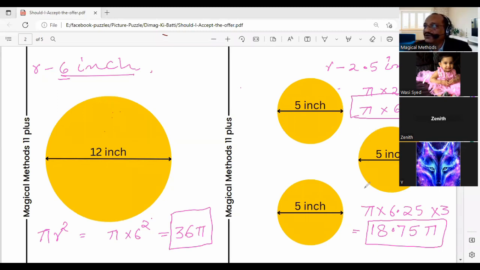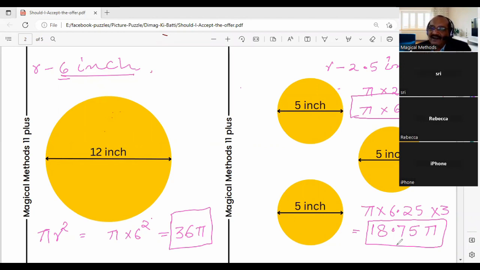So on this side, you have 36 pi, and on this side, you have 18.75 pi. So what should we do? Should I accept the offer or should I reject the offer? I think reject the offer. You're correct. The offer should be rejected because he is offering me a little over half. On this side, we have 36 pi as the area, and on this side, 3 pizzas making 18.75 pi. So little over half. By seeing this, you will simply say that the offer should be rejected.